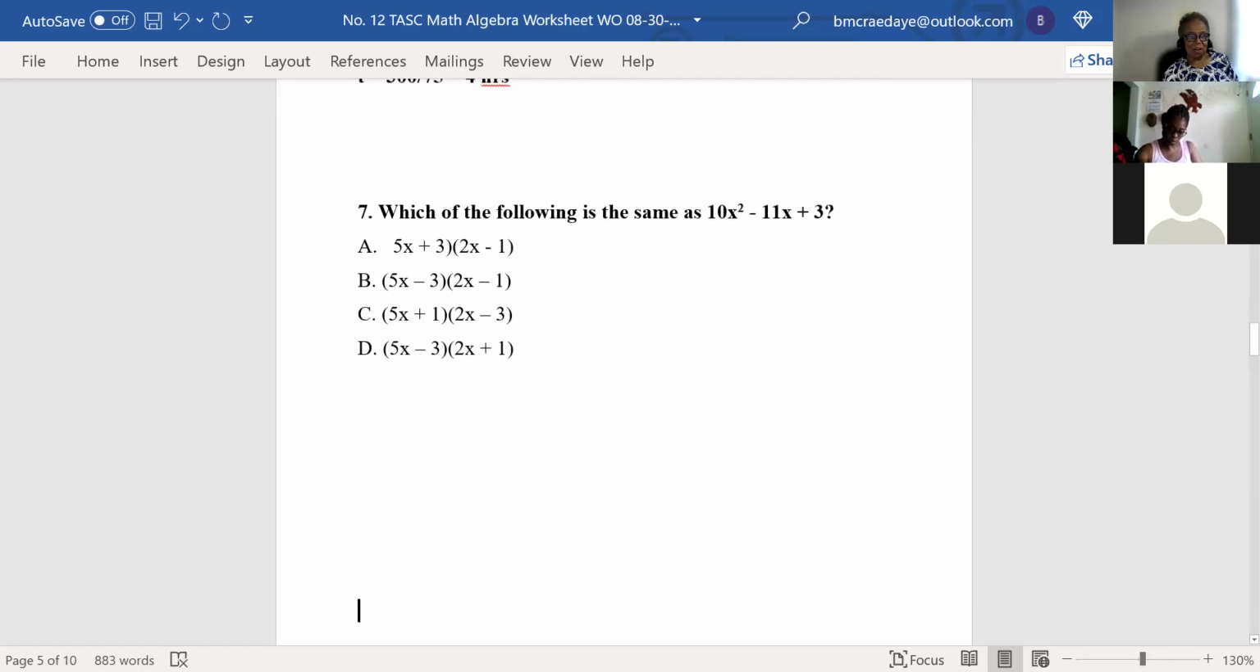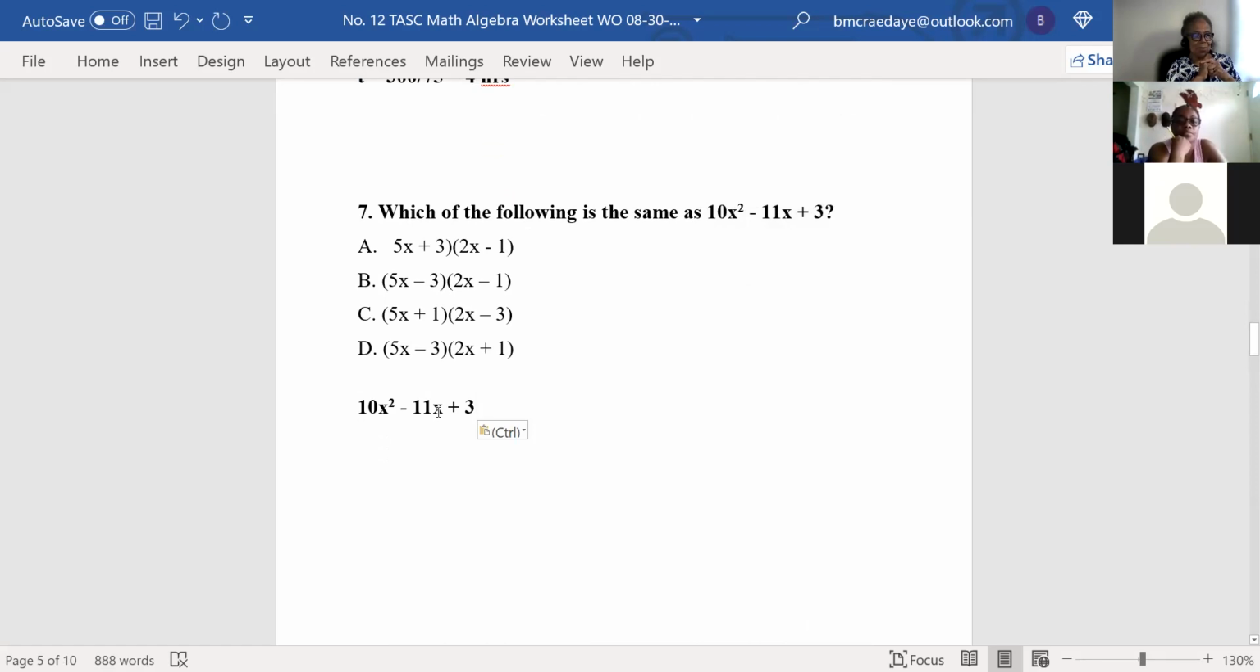Vanessa, how would you solve number 7? This is factoring. Which one of these would give you this expression, 10x squared minus 11x plus 3? Let's take this and copy it. So what would our factors be?